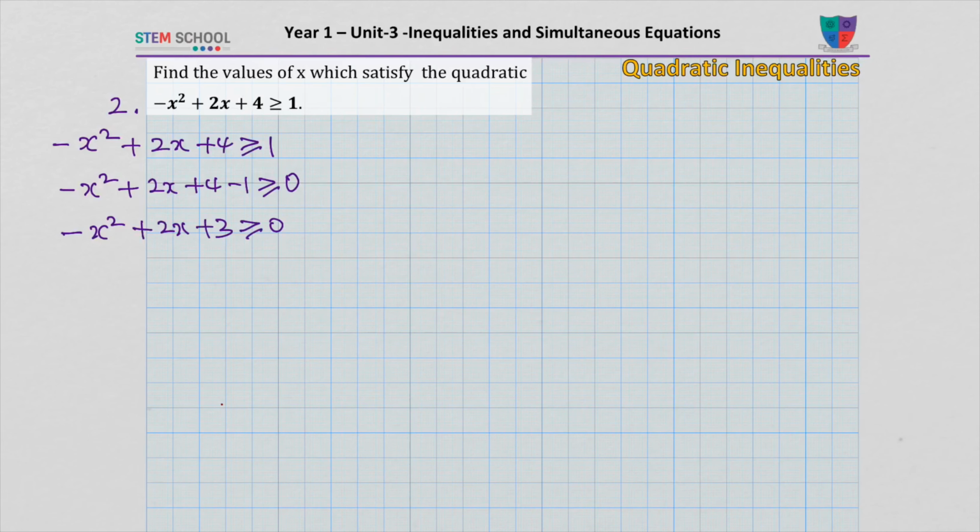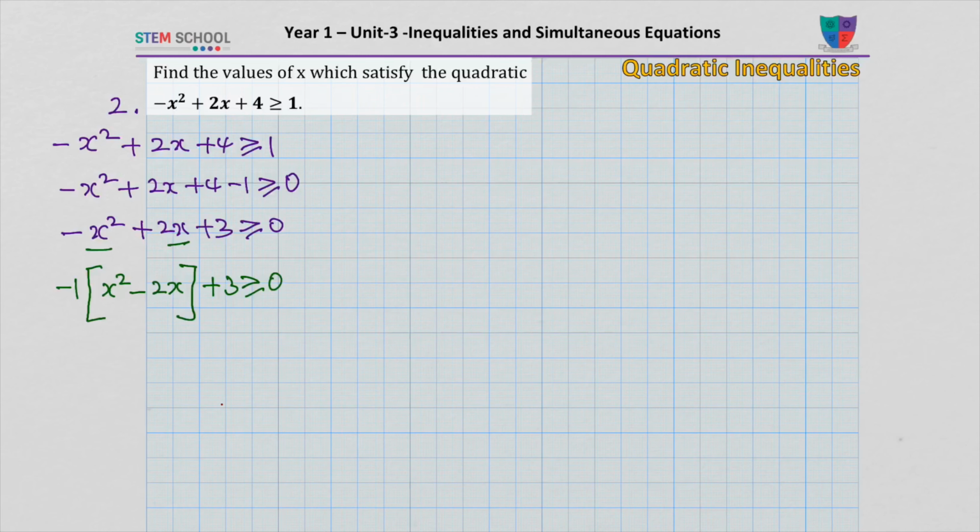At this point, I could either factorize, use the formula, or complete the square. But I also would like to find the turning point, so I'm going to use completing the square. I'm going to take out minus 1 from the first two terms. So I get minus 1, square bracket, x squared minus 2x, close the square bracket, plus 3 greater or equal to 0.